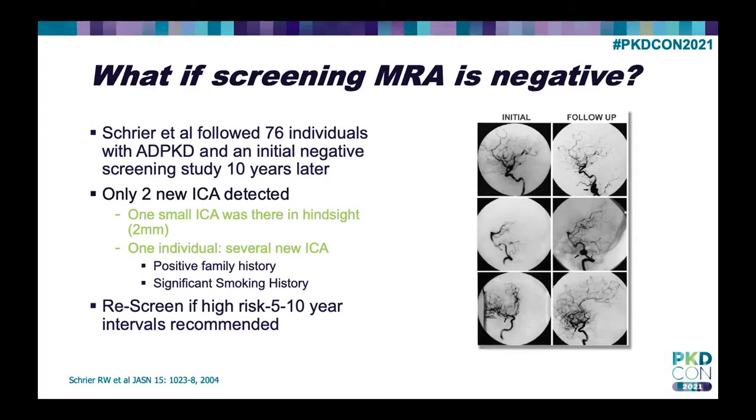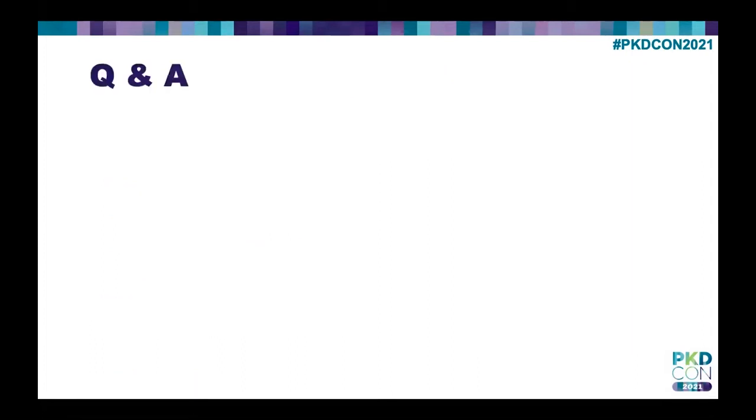So I think what we'd say is that if you have a negative study, rescreen. If you're at high risk, somewhere at the 5-year mark. These authors recommended 5 to 10 years. I sometimes do it a little sooner. And so I'm going to end there and pass this on to the next person.